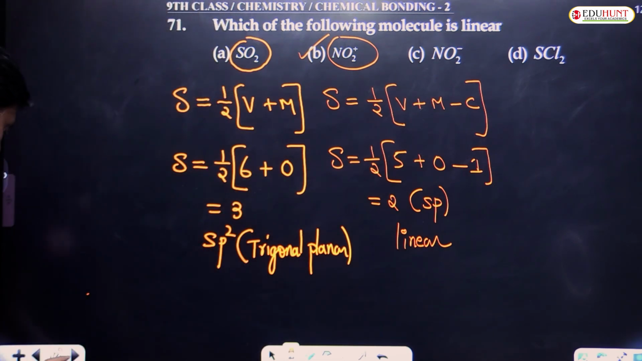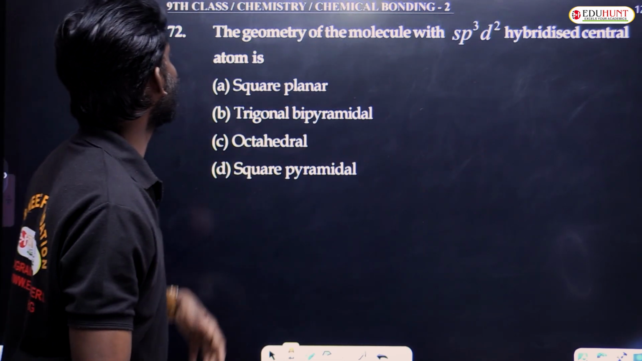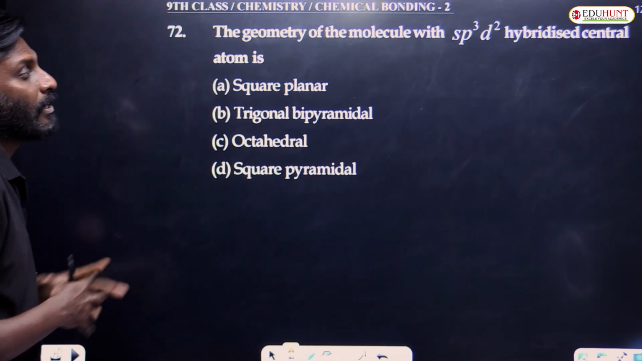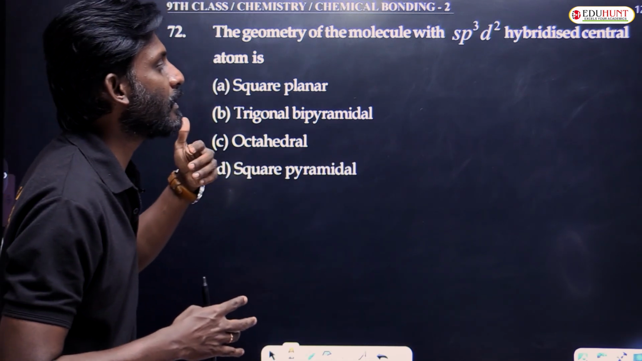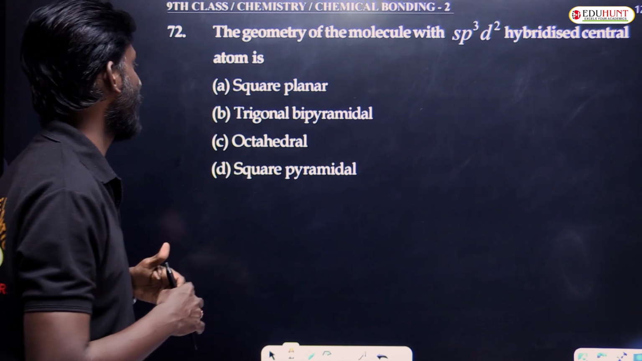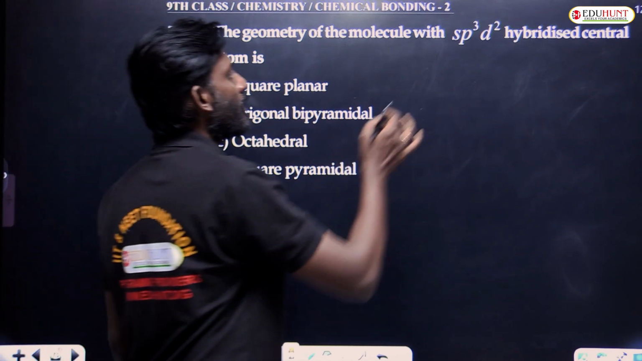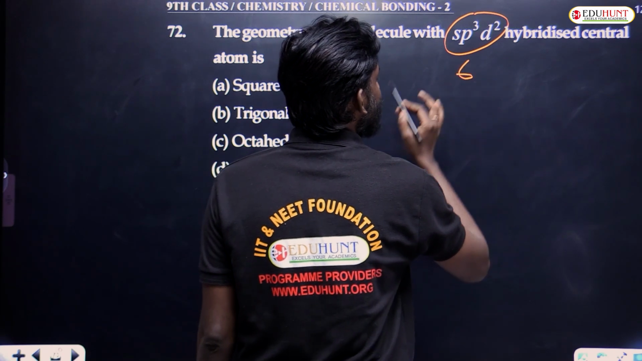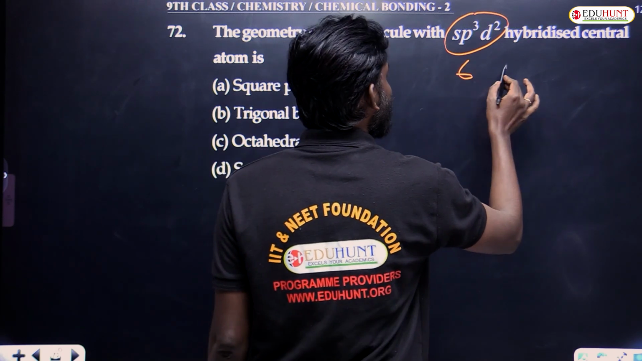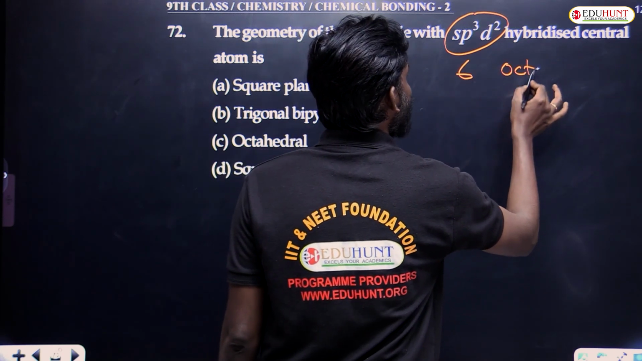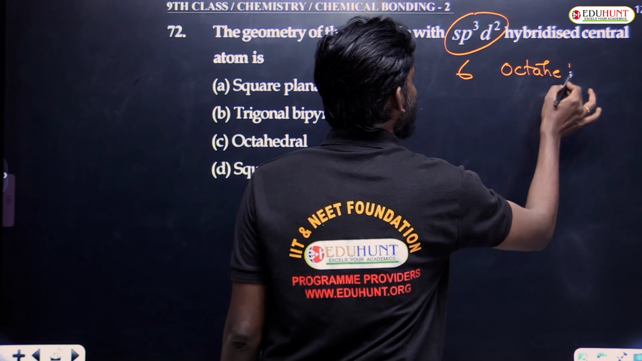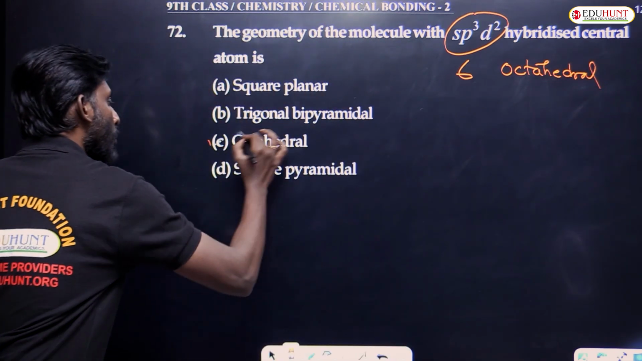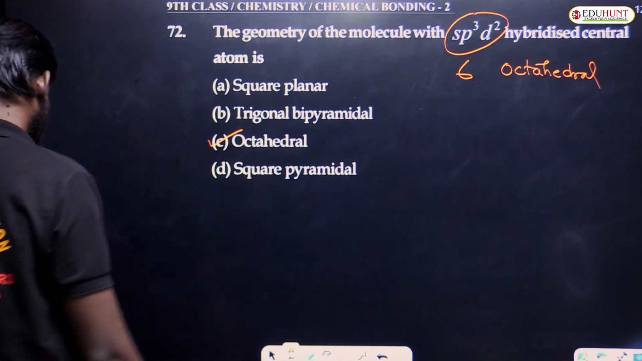Question number 72. The geometry of the molecule with sp3d2 hybridization of the atom. When it is sp3d2, how many atomic orbitals are involved? 6. When there are 6, it is octahedral. It suggests octahedral geometry. The third option is the correct option.